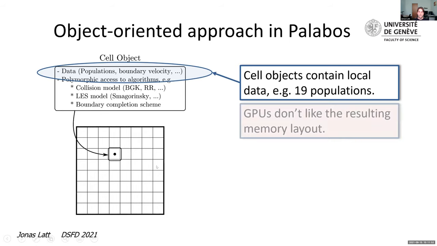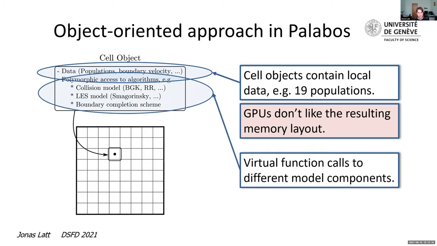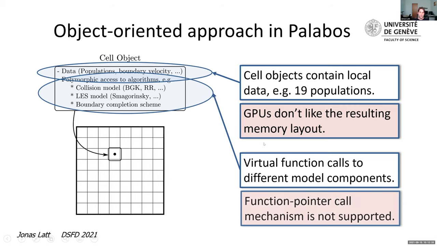And this is something GPUs already don't like, because with this model, you end up with a data layout which is collision centric. And then GPUs break down completely because they cannot handle memory accesses in the streaming step properly. Then what you also have in a cell is virtual functions to all the ingredients of the collision step. So this includes collision model, LES model, boundary completion scheme, and so on. This is how Palabos is polymorphic, and really every cell can do something completely different than the other cells. This again is no good for GPUs.